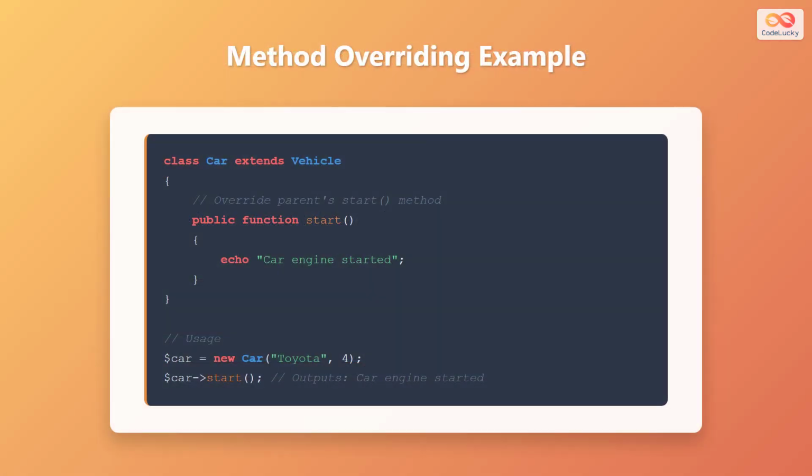Let's modify the Car class to override the start method of the Vehicle class. Inside the Car class, we redefine the start method. This new implementation outputs the text "Car engine started". When we create a Car object and call its start method, it will now output "Car engine started" instead of "Vehicle started". This is because the Car class provides its own implementation of the start method, overriding the one inherited from the Vehicle class.